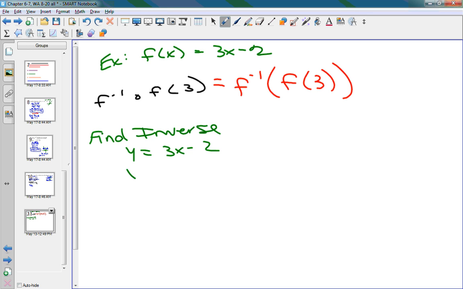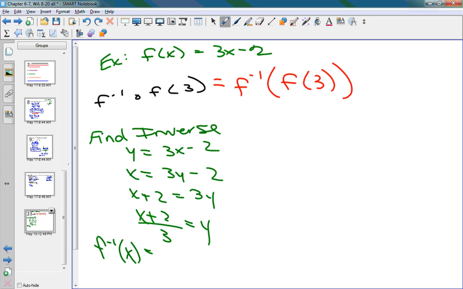Swap x and y. X is equal to 3y minus 2. Add 2. Divide by 3. And then f inverse of x is equal to x plus 2 all divided by 3. That's my inverse. Correct? Now can I do the composition?